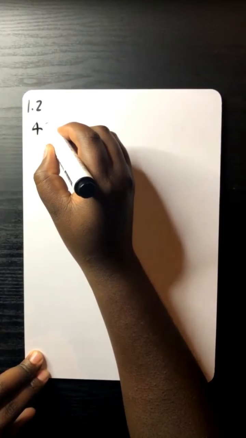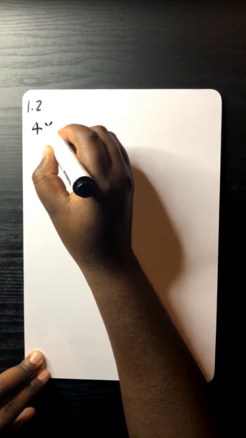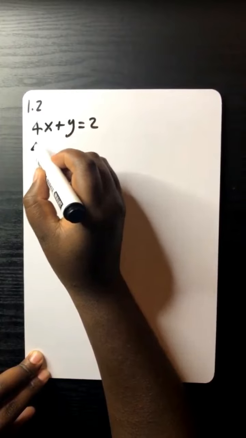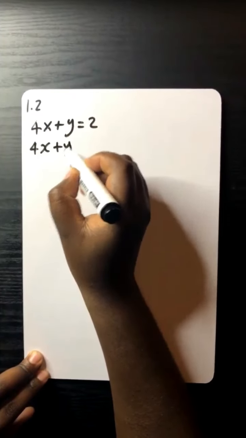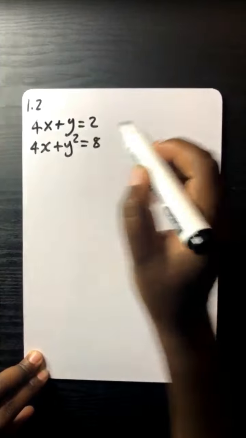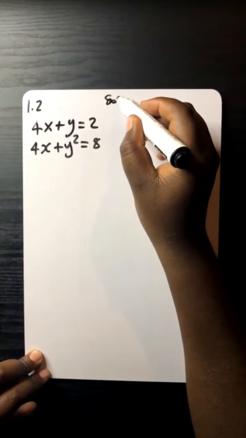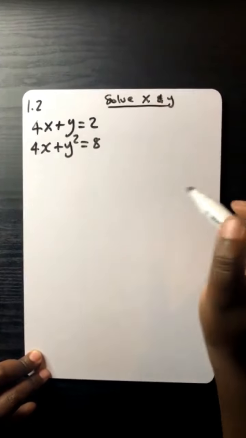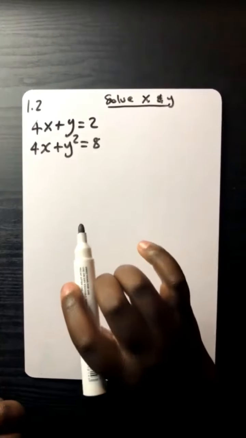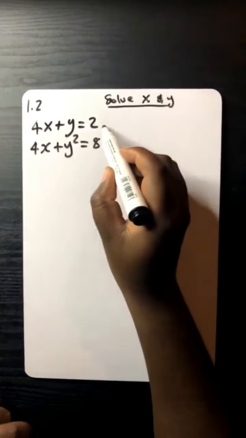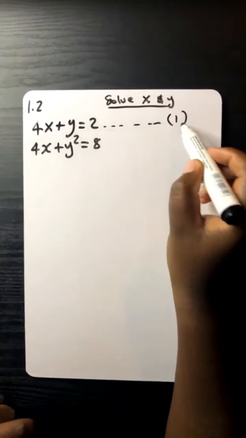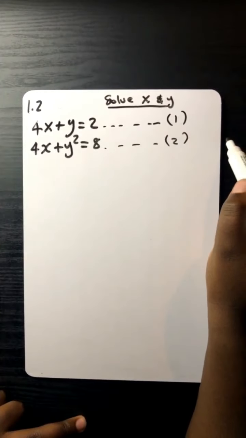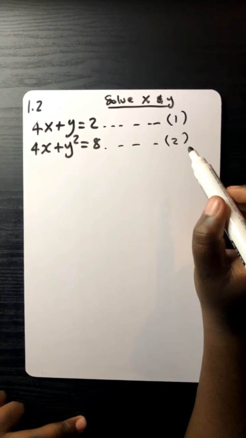So we are given 4x plus y is equal to 2. We're also given 4x plus y squared is equal to 8. And they say solve simultaneously for x and y. So guys, the first given equation, you can refer to it as equation number 1. The second one, you can take it as equation number 2, which means you need to derive equation number 3.